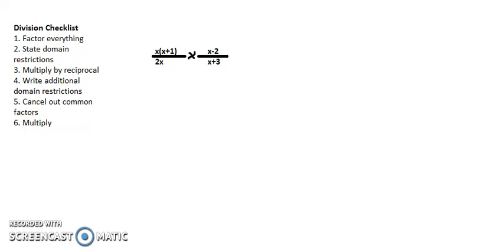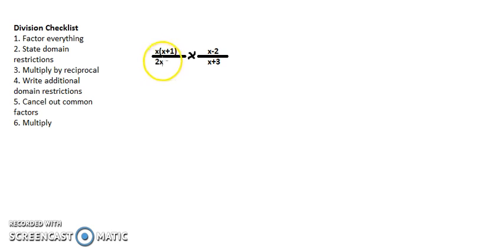Hello, today I'm going to be going over how to divide rational expressions, but first I'm going to start with this review multiplication problem and then move on to the division. So first I just have this example problem here, and if you remember, the first step in multiplying rational expressions would be to factor. Now this is already factored, so you can't factor this further. So next would be to write the domain restrictions.